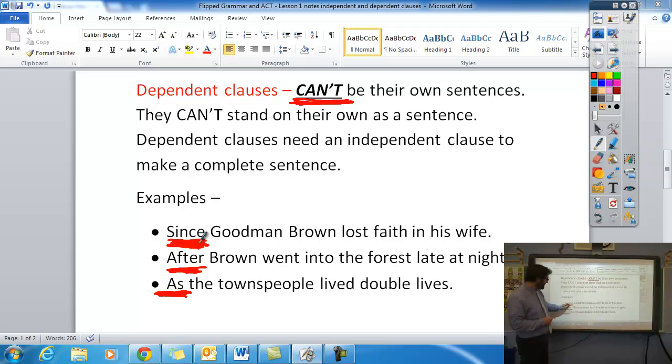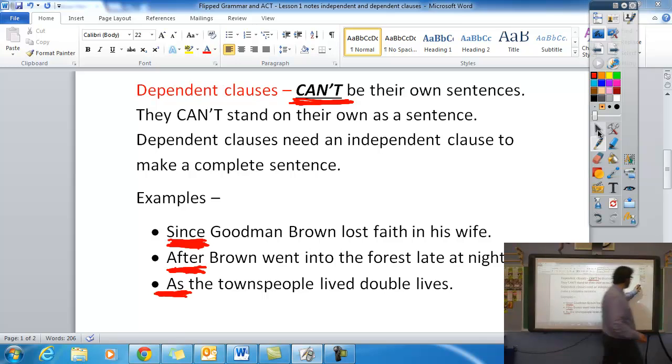But because we put the since, now it's an incomplete thought. Same thing here. Brown went into the forest late at night. Without the after, that's a complete thought, right? But when we put the after on, now it's a dependent clause because it's not a complete thought. It can't stand on its own. Same thing with the last one. If we took out the as, the townspeople lived double lives, that could be its own sentence. We put the as in there, though, we put the subordinating conjunction in, now it's not a complete thought.